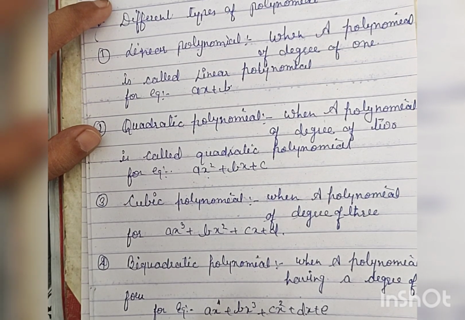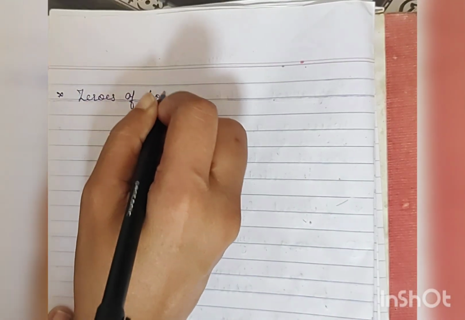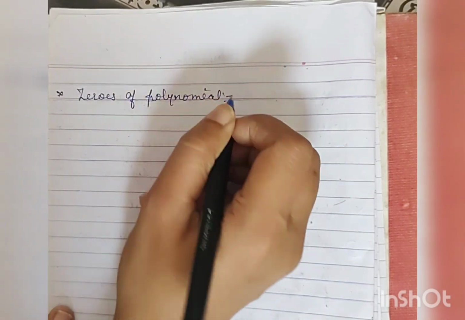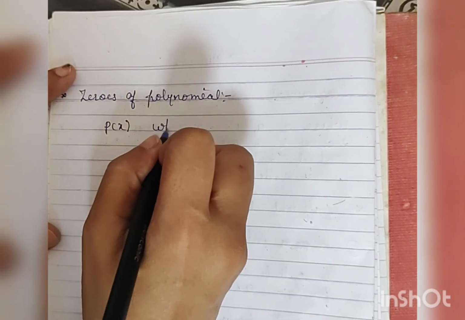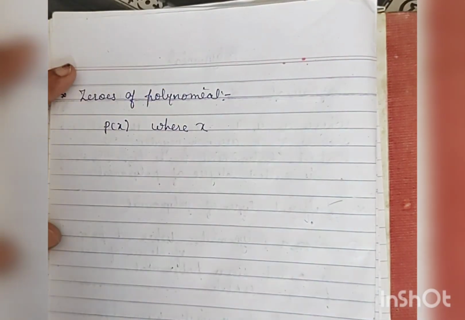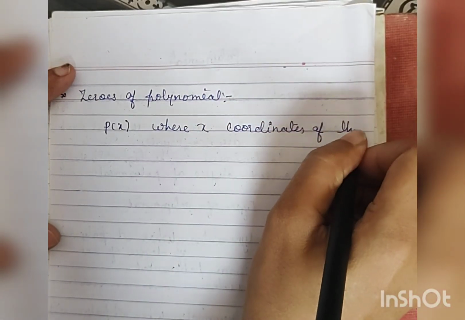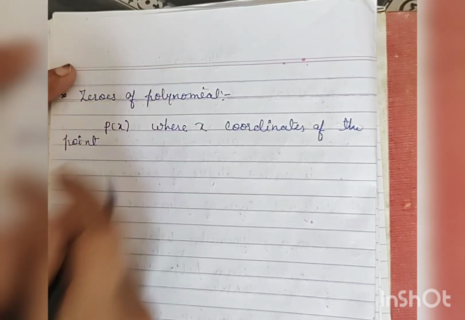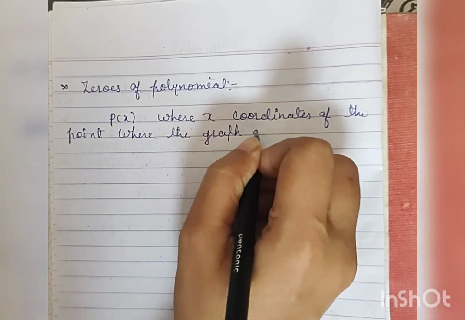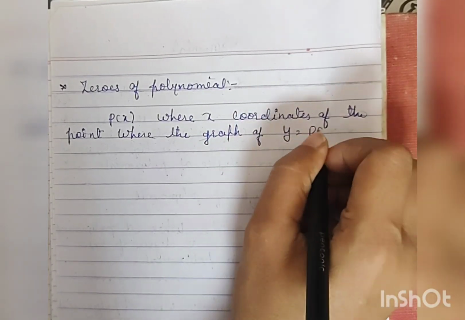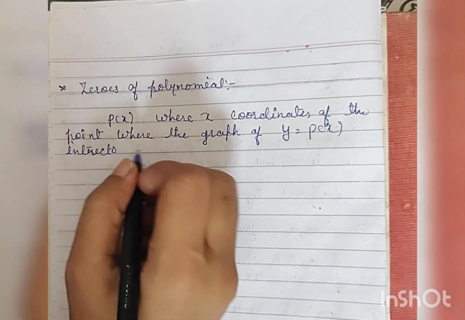Now we will study the zeros of polynomials. The zero of a polynomial P(x) is the x coordinate of the point where the graph of y equals P(x) intersects the x-axis.